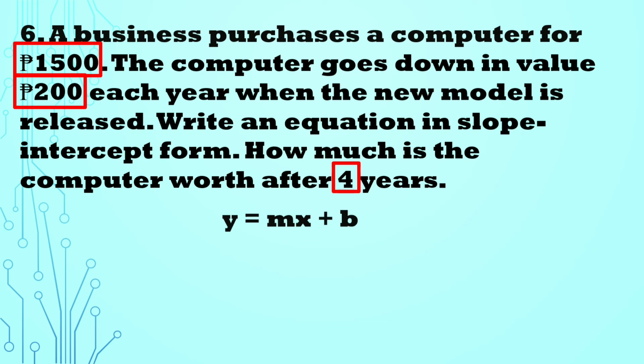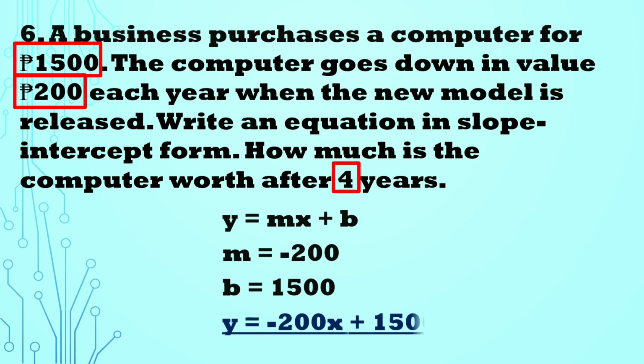So, we have y equals mx plus b. So, ang ating slope ay negative 200. Bakit po negative? Kasi po, yung price po ng ating computer ay bababa yung halaga. So, goes down in value. Kaya negative. So, ang b natin ay 1,500. At ang equation natin ay y equals negative 200x plus 1,500.